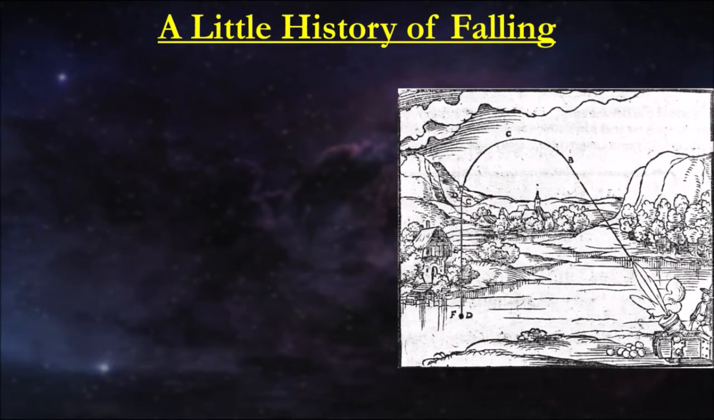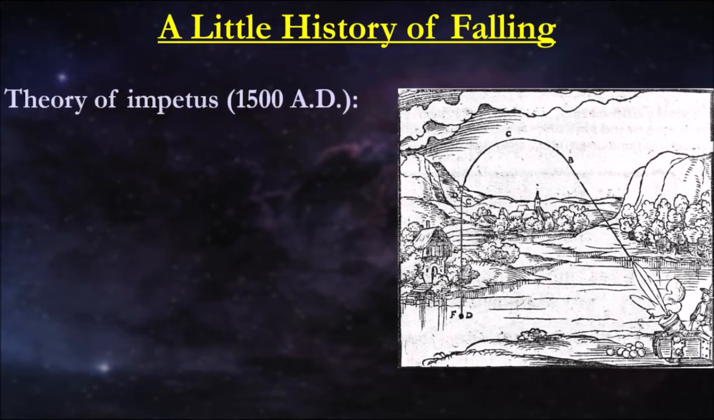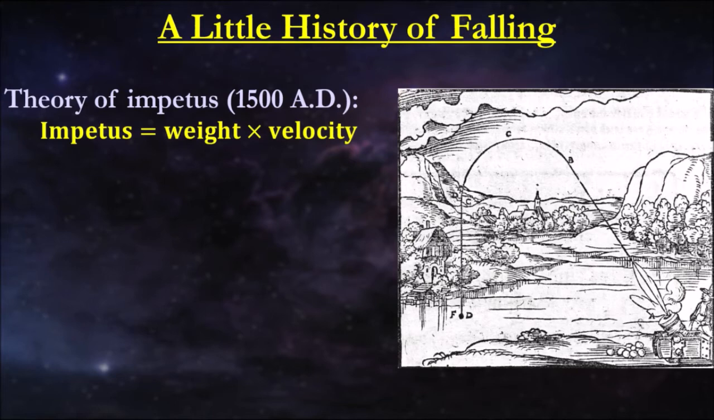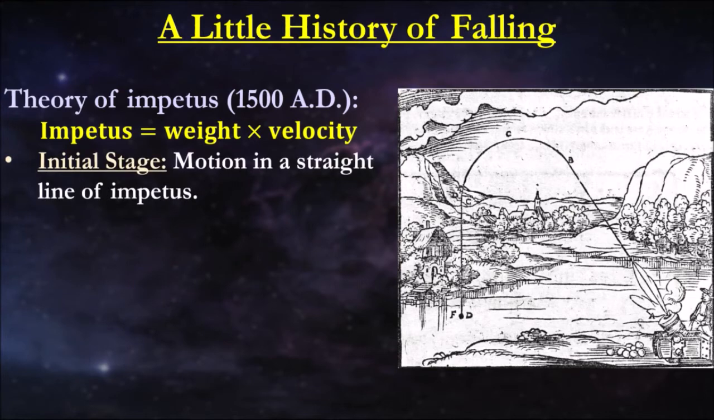Okay, and then we move to the 1500s, and that's when we develop an idea called impetus. Impetus, again, we're still on the lines of believing that weight and velocity had something to do with things falling. So impetus is, let's just give a bit of context. So the initial stage when you launch an object, it moves in a straight line motion, you can see here, in line with the impetus.